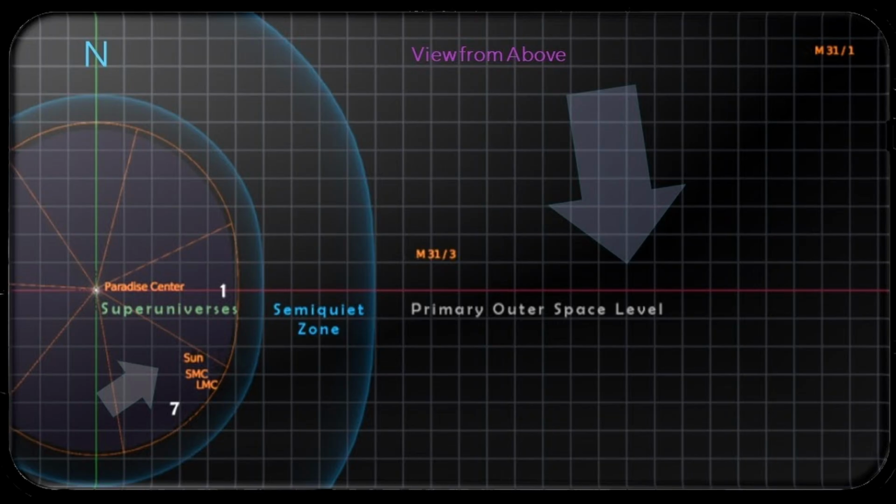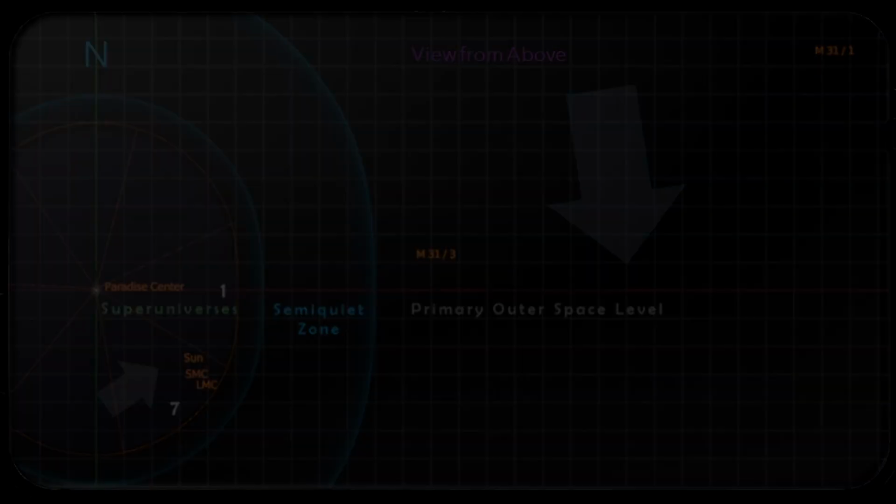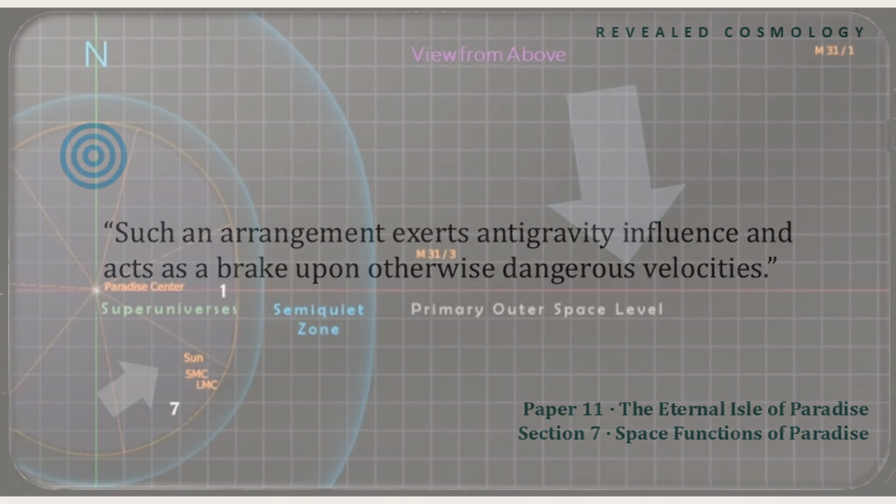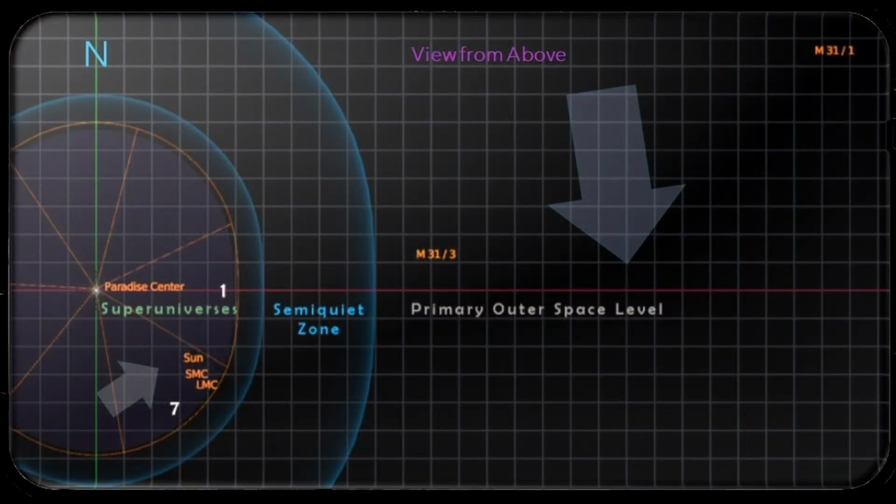The semi-quiet zones between space levels are permanent features of enormous scale. Such an arrangement exerts anti-gravity influence and acts as a brake upon otherwise dangerous velocities. The Standard Model requires a repulsive energy because it has no architectural category for large-scale anti-gravity. The disclosed architecture names exactly this category as a feature of the spatial structure, not a postulated energy with no laboratory analog, but a disclosed property of the boundaries between organized base levels.